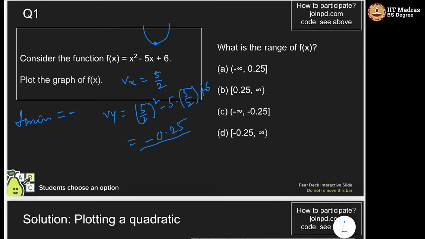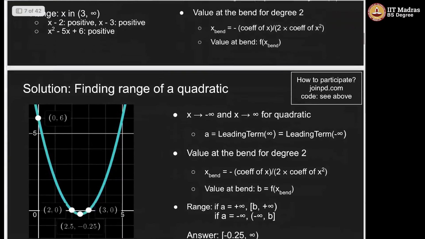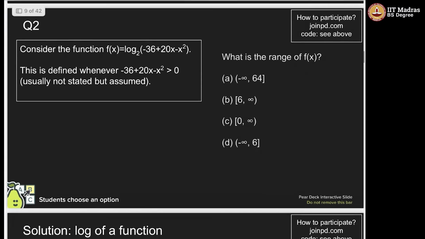So f min is minus 0.25, and when x tends to infinity, f(x) tends to infinity, right? So what is the range then? This is minus 0.25 to infinity, right? So this option is correct. Let's move to the next question.